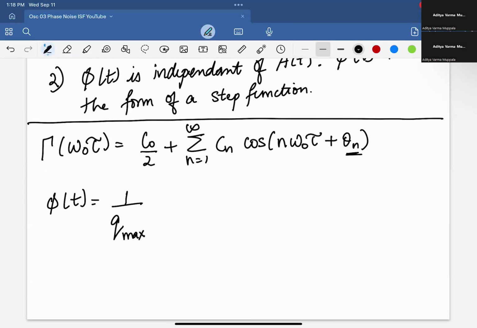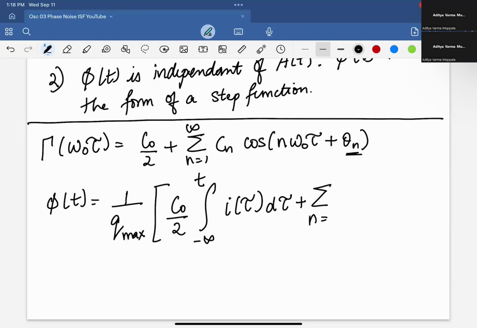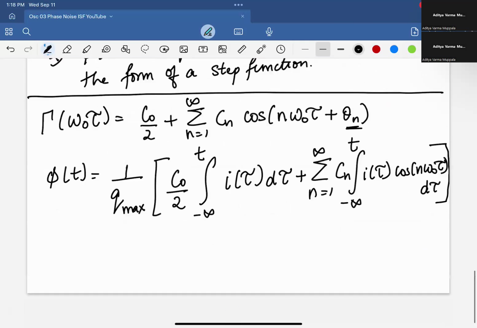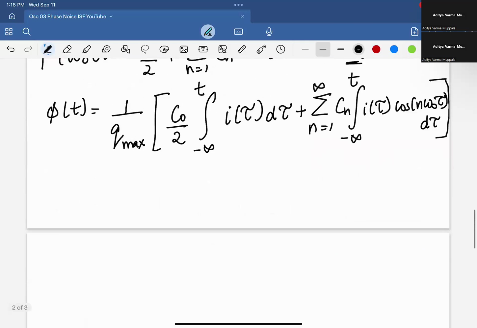You have to plug it back into the integral of the linear time varying system. That should give you, and this is sort of a review from the previous video, so if you don't know what this is, just watch that, we end here: I of tau d tau plus sigma n equal to 1 to infinity Cn integral from minus infinity to t of I of tau cosine n omega naught tau d tau, right? Okay, so that was sort of where we left off.